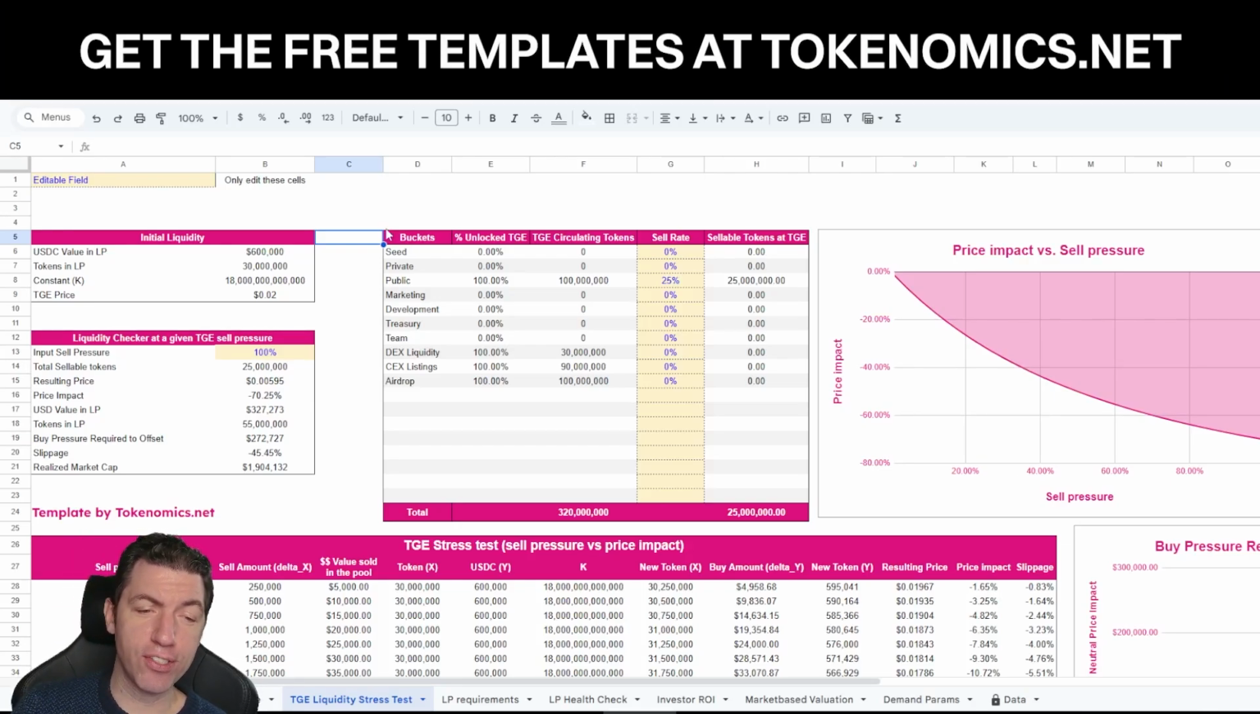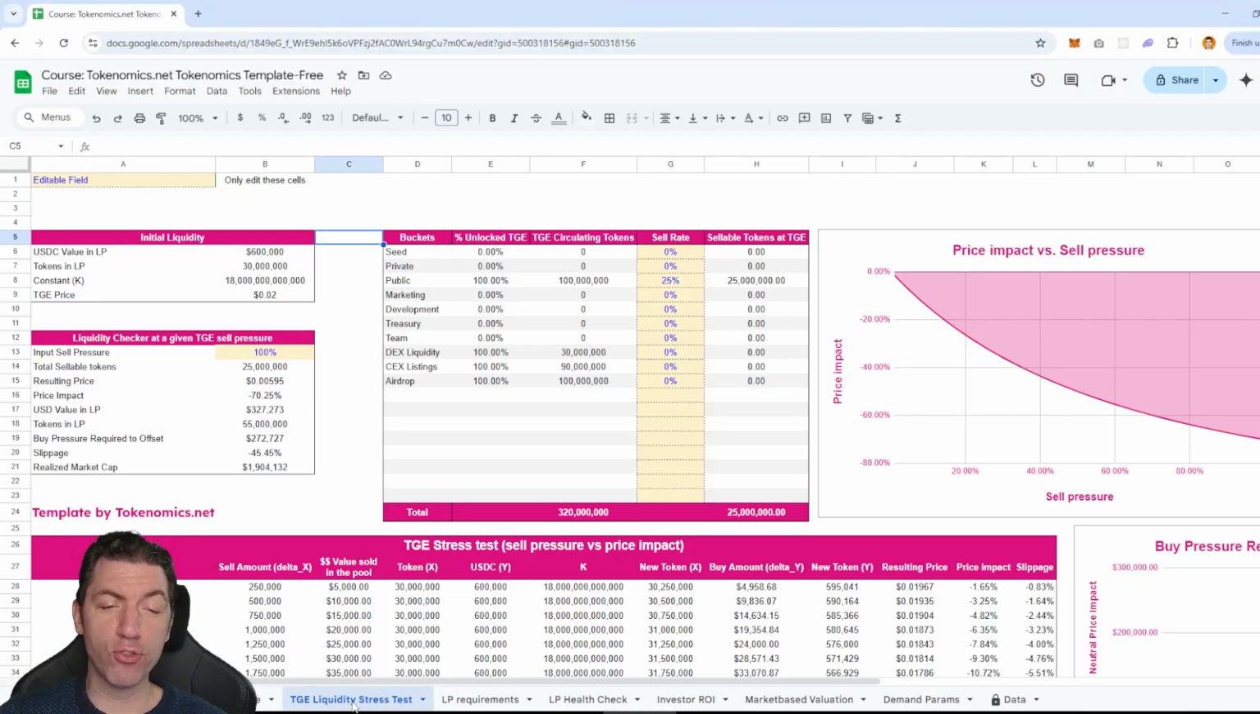So make sure you're on this tab here called the TGE Liquidity Stress Test. What this really says is, on TGE, when we launch our token for the very first time and we put together our decentralized exchange for enabling trading on Uniswap, whatever your preference is, these are some things that we want to pay attention to.